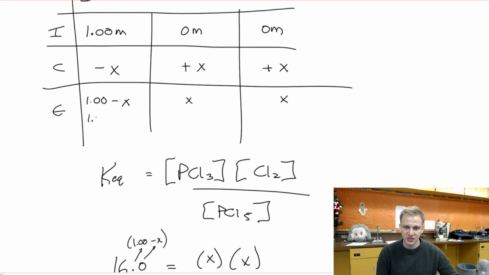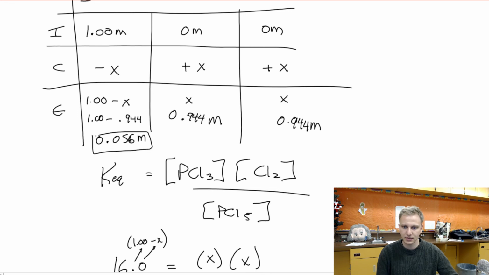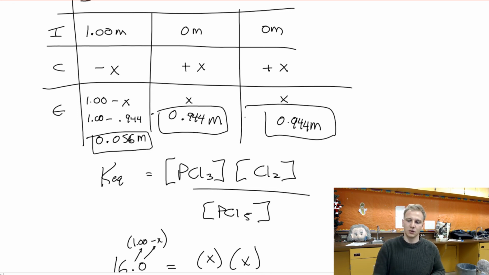So we found that our x was 0.944. X is equal to 0.944 molarity. And we can solve for this one, 1.00 minus 0.944, to get 0.056 molarity. And there you have all three of our final concentrations. So we have all three of our final concentrations using the quadratic formula and an icebox.